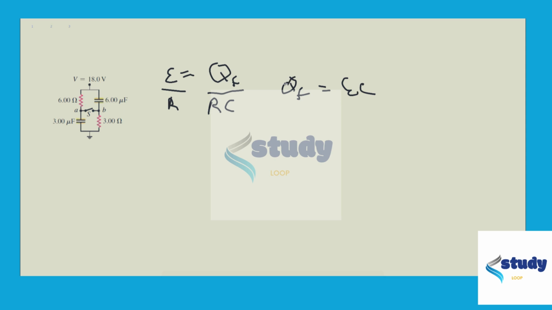Please excuse my writing here. I will be getting a Wacom at some point to make this a little easier, but I'm just using a mouse. Now, if you plug in this EC for QF, and then simplify, you end up basically with V is equal to E, which in this particular instance is 18 volts, the voltage of the battery. 18 volts. All right, so this is part A.